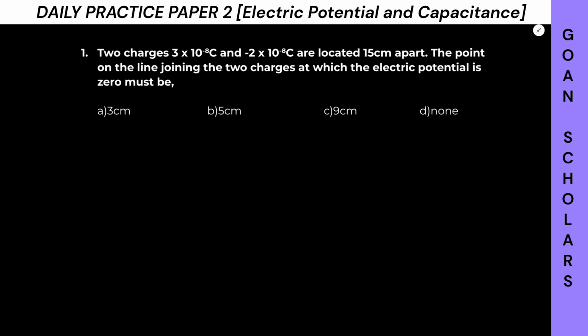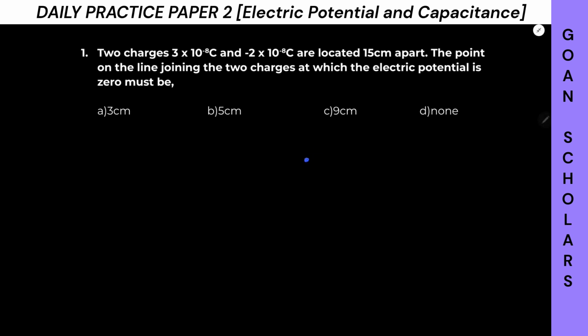Let's start with our paper 2 in electric potential and capacitance. First question says two charges, 3 into 10 to the power minus 8 coulomb and minus 2 into 10 to the power minus 8 coulomb, are located 15 centimeter apart. Find the point on the line joining the two charges at which the electric potential must be 0.